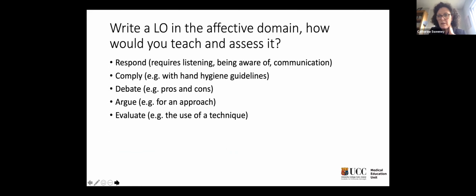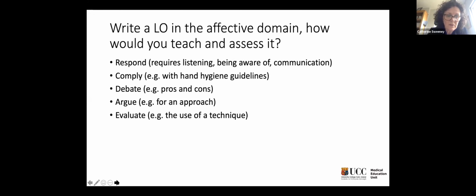We probably won't have time to do the affective domain. I'd say a lot of you are probably heading back to work, but in terms of the affective domain, it can come in multiple ways. For example, you might recognize professional behavior within a scenario through hand hygiene, listening and responding to patients or to other members of your team, through being aware of what's going on, through good communication skills. It might be professional behavior in terms of hand hygiene and guidelines, donning and doffing, whatever. Other ways, not necessarily in simulation, that you can test or assess the affective domain would be to get somebody to argue a point for something, to argue an approach for something, or to evaluate or judge an approach to something.